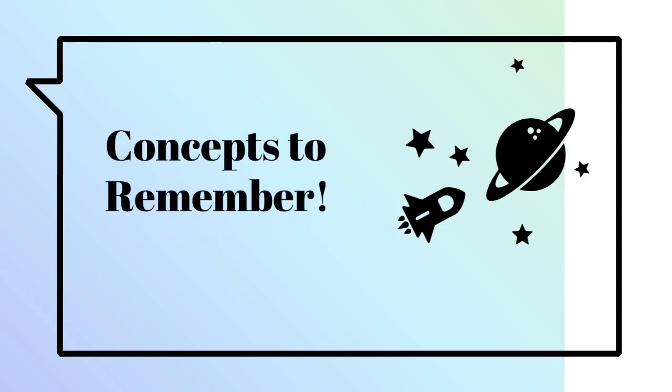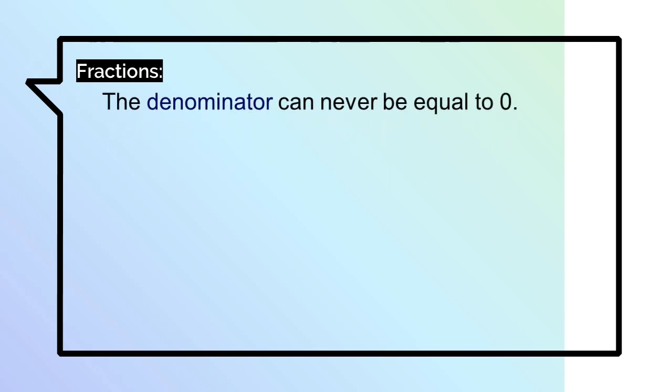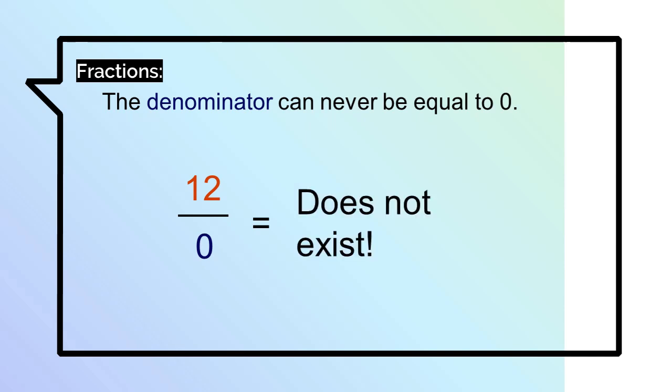Now let's talk about the concepts to remember about fractions. 1. The denominator can never be equal to 0. For example, 12 over 0 does not exist.